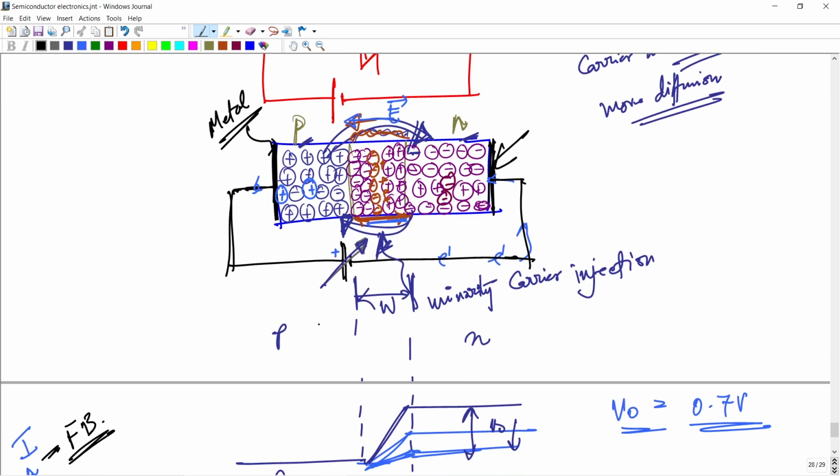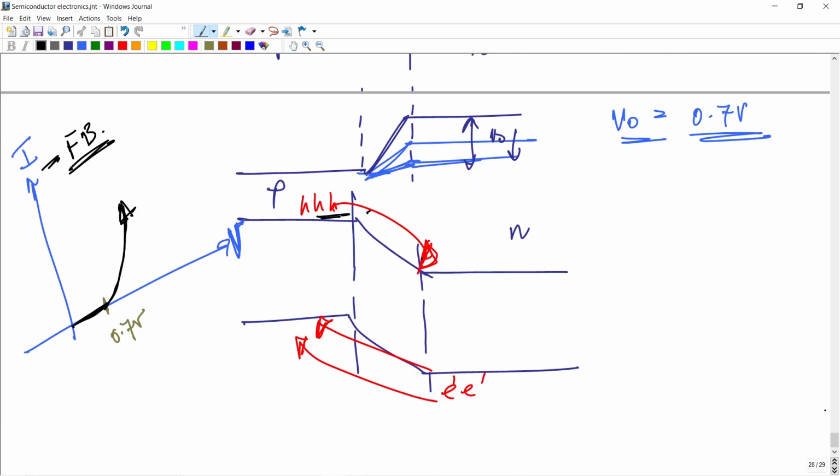That's the forward biased junction. In forward bias, after crossing the cut-in voltage, also called the threshold voltage, we get exponentially huge current.